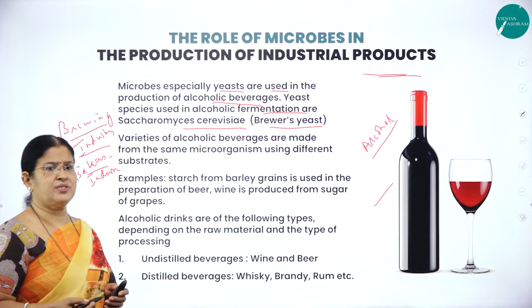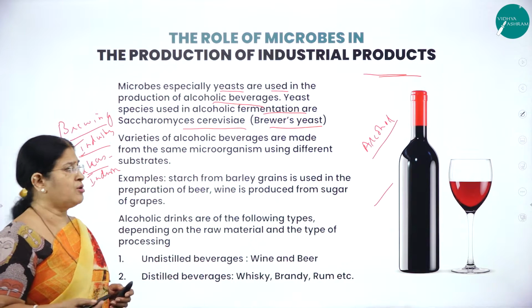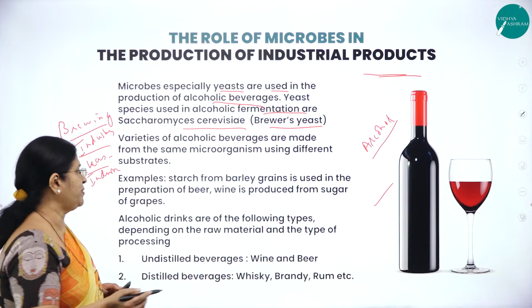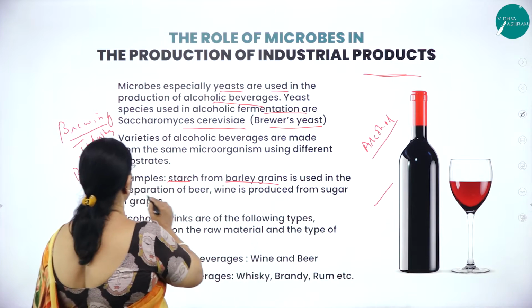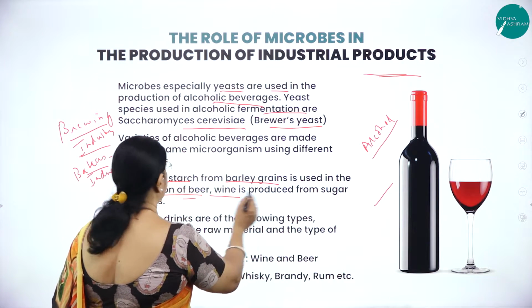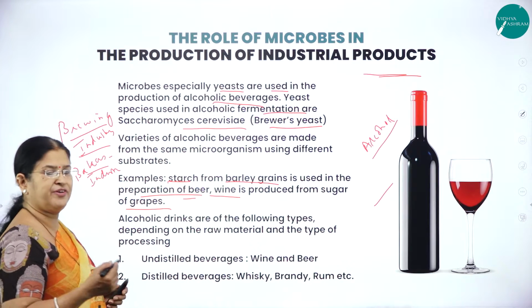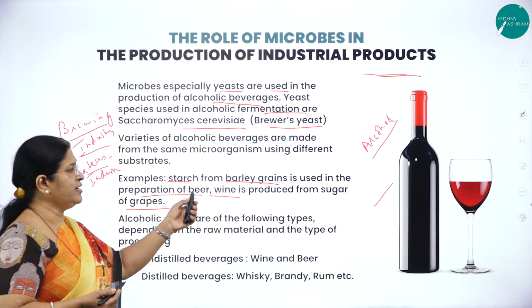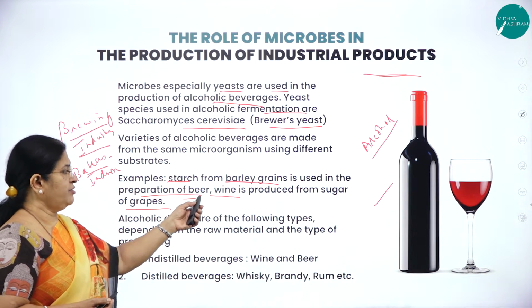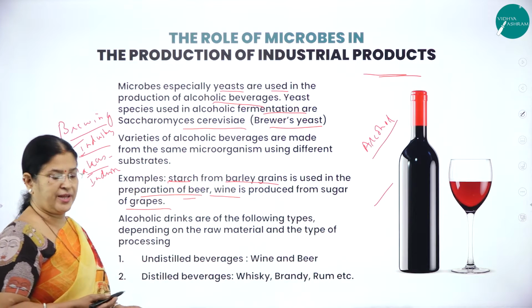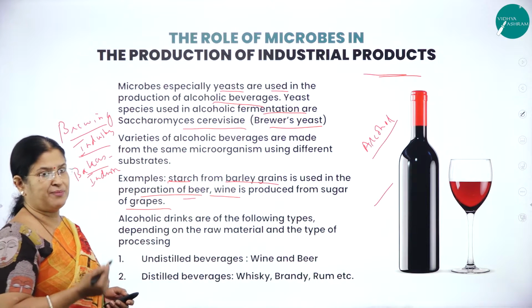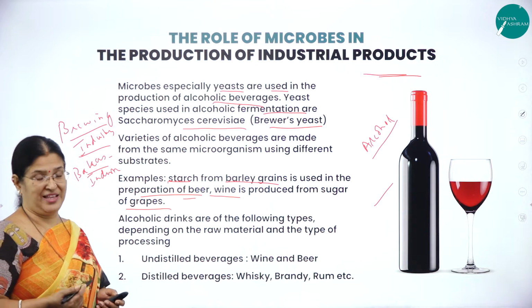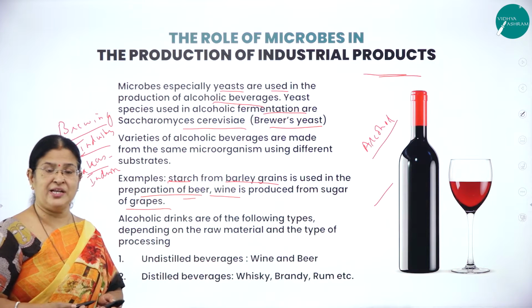And I think we have come across people using many alcoholic beverages made from microorganisms. Examples you might have come across: starch from barley grains is used in the preparation of beer. Then wine is produced from sugar of grapes. So there are different types of alcoholic beverages. I think we have studied in the chapter called Human Health and Diseases that intake of alcohol is not good for health. So it should not be consumed in larger quantity.